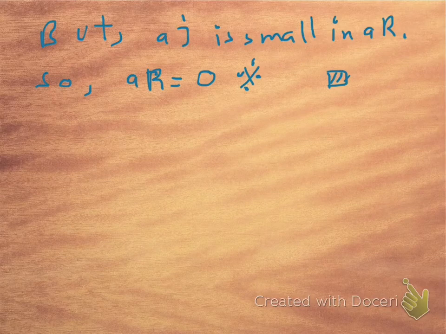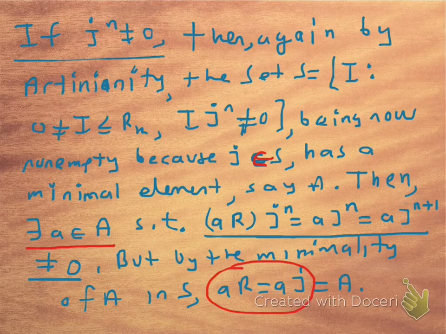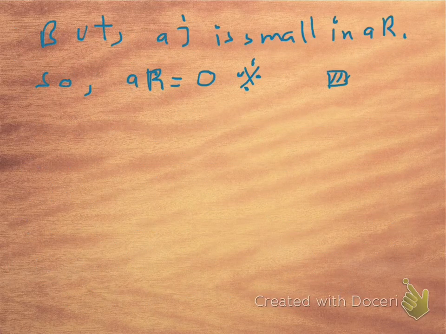But then this constitutes another contradiction, namely to the fact that a is by choice non-zero. See this line over here. So we end up with a contradiction. This settles the result, except the part where we are supposed to explain why aJ is small in aR.